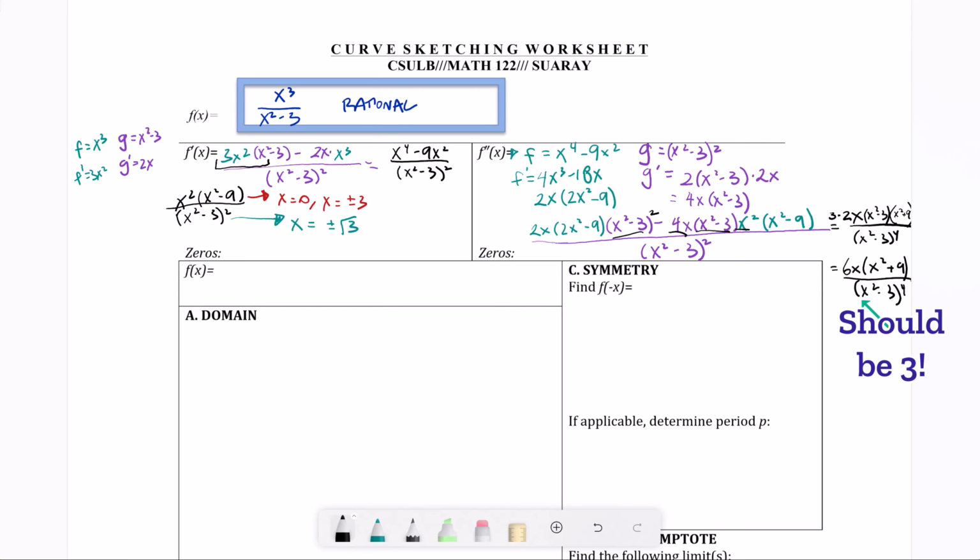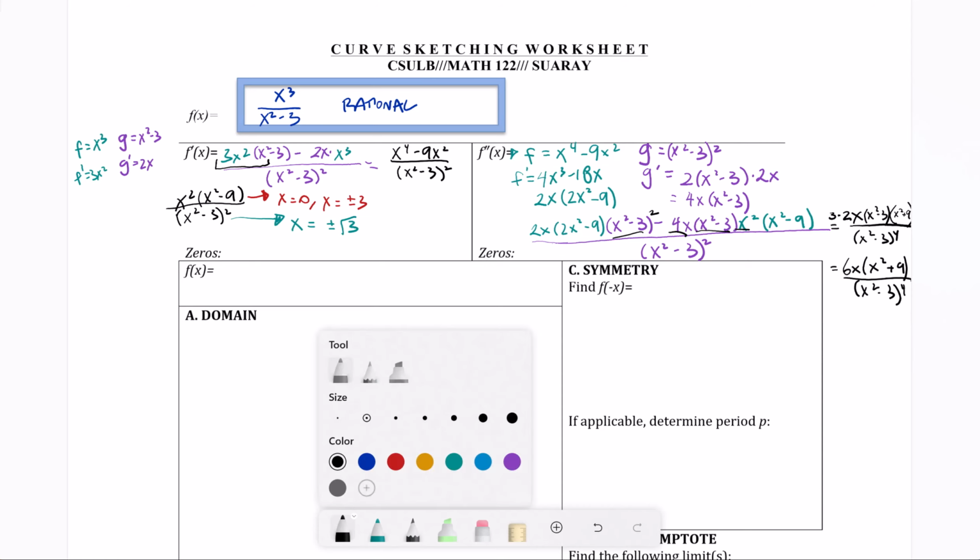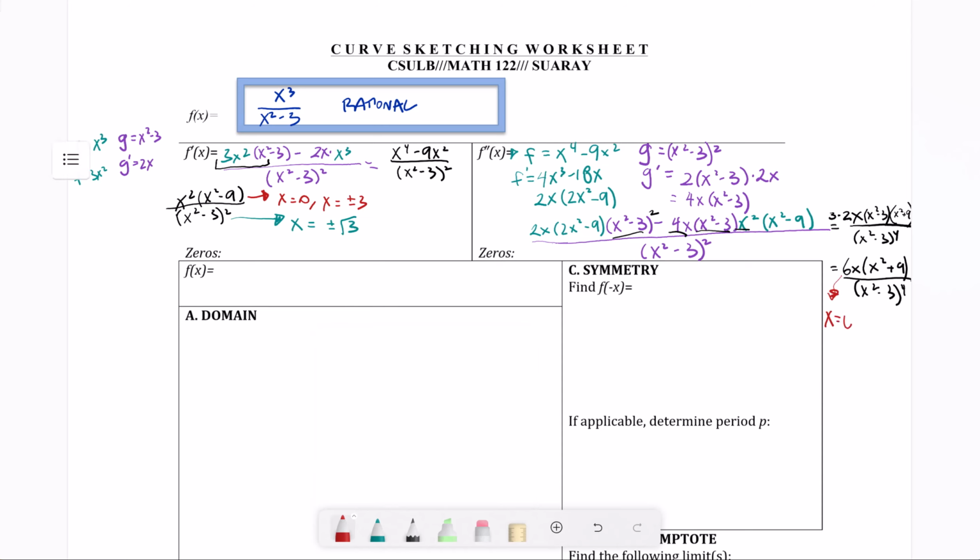All right, so then the zeros of the second derivative end up being x equals 0 from the numerator, and hopefully it's very clear, this part has no zeros. So the only zero of the numerator is x equals 0. Denominator has the same zeros as before, plus or minus the square root of 3.